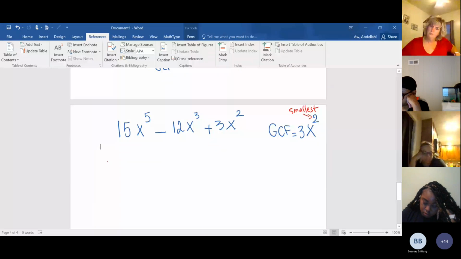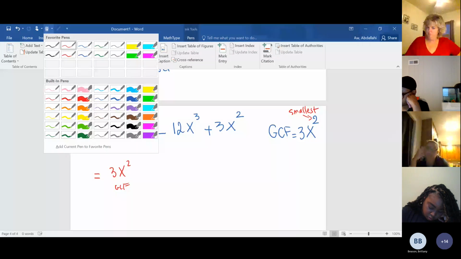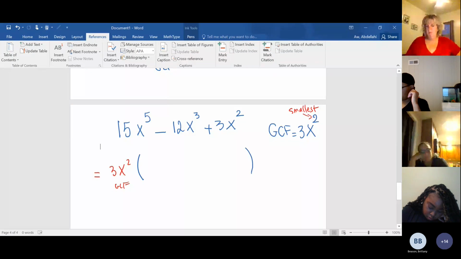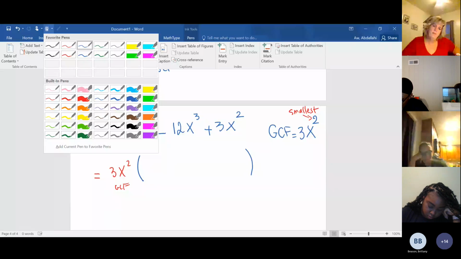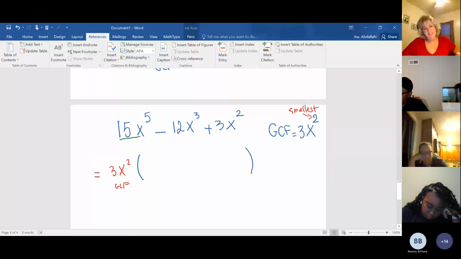What do I do? I say equal, I put the GCF up front, 3x squared, that's the GCF here. And then I open my parentheses. How many terms do I expect to be in the parentheses? 3 terms. Exactly the number of terms as the original. Now, how do I get them? I divide everybody by this same GCF: 3x squared, 3x squared, 3x squared.